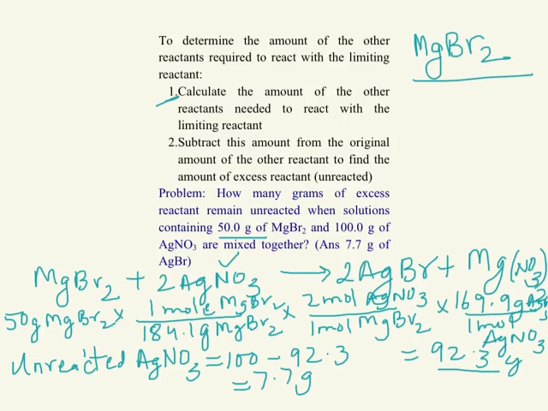What does this 92.3 grams mean? That in the reaction, 92.3 grams of silver nitrate is reacting with 50 grams of magnesium bromide. Then how much is left? We started with 100 grams. We used 92.3 grams to react with magnesium bromide. Then how much is left? 7.7 grams.